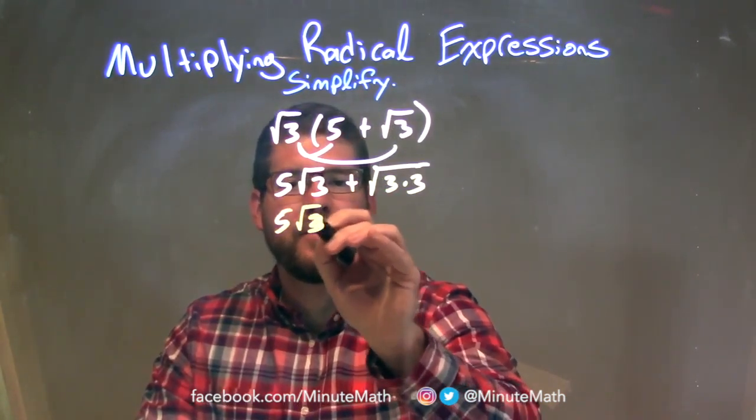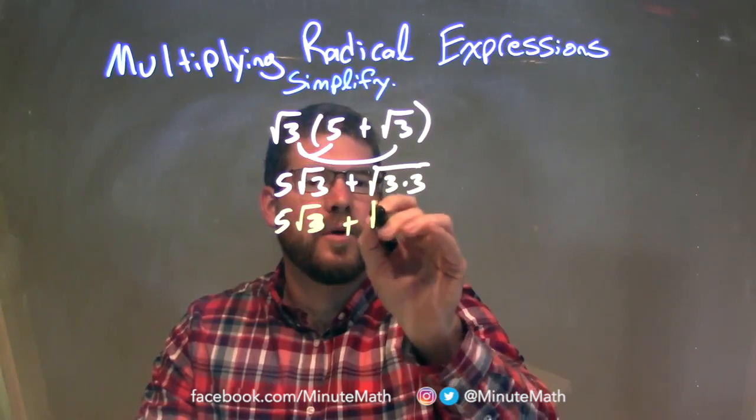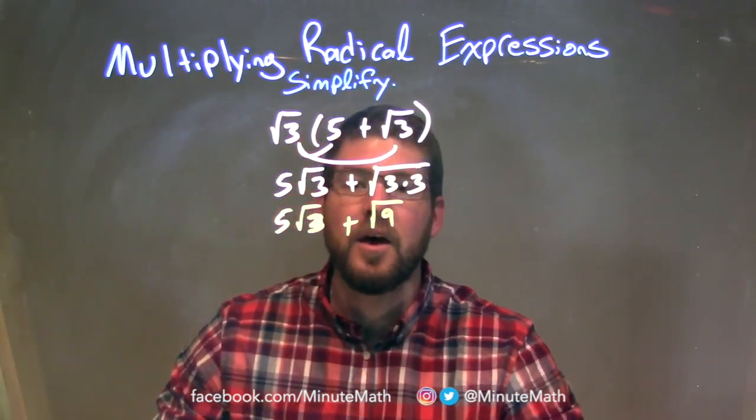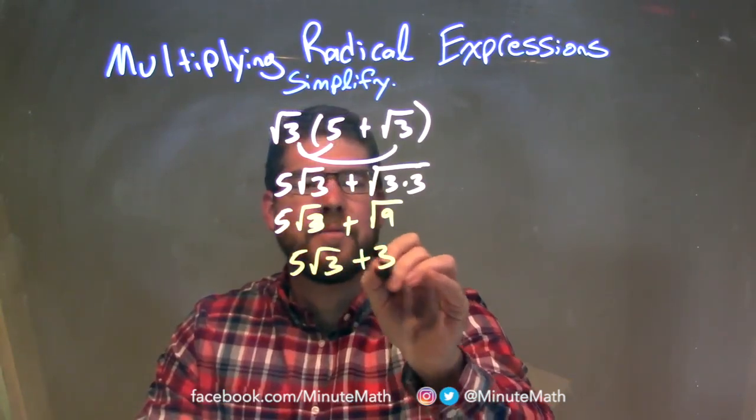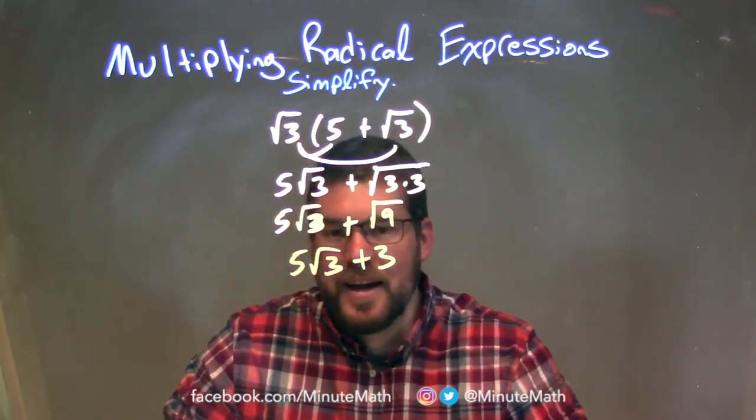That's a weird looking 3. That's a 3. Plus the square root of 9, right? 3 times 3 being 9. Square root of 9 is just 3, so we have 5 square root of 3 plus 3, and that's it. There's our final answer. We can't simplify this anymore.